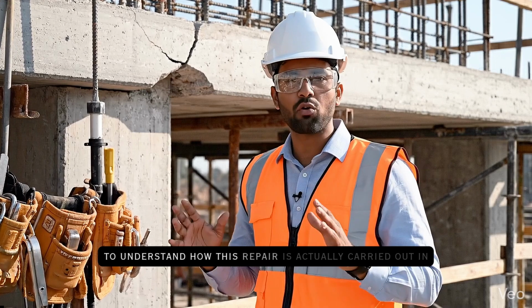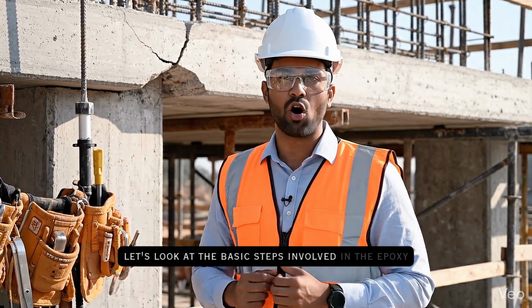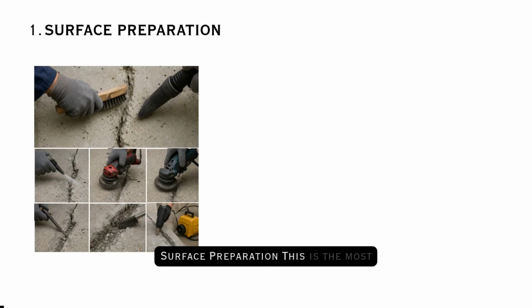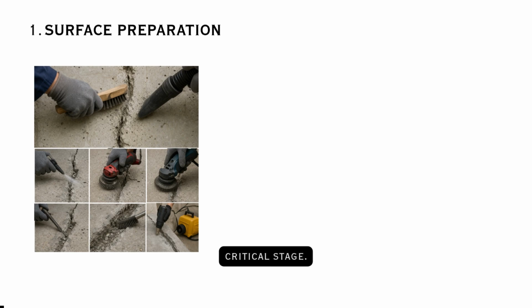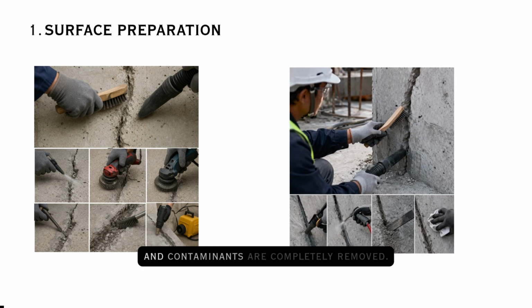Now, to understand how this repair is actually carried out in practice, let's look at the basic steps involved in the epoxy injection process for structural cracks. 1. Surface preparation. This is the most critical stage. The crack and surrounding area are cleaned thoroughly. As per standard practice, cleaning is done at least 12 to 15 millimeters on both sides.